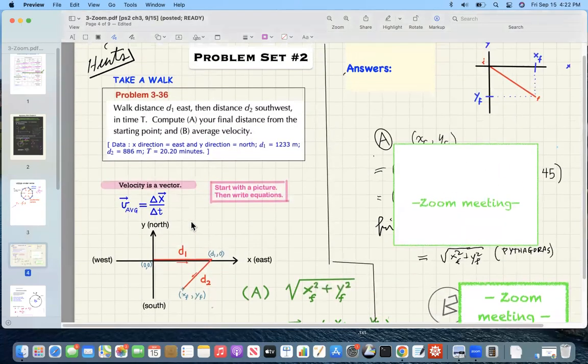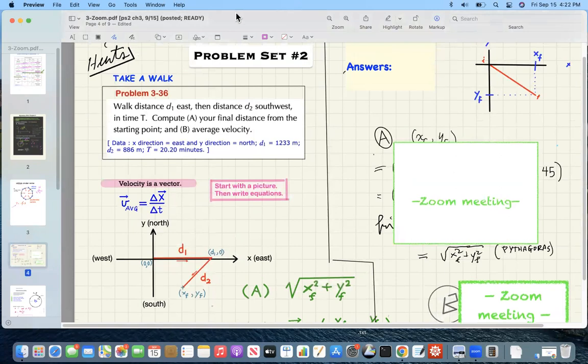All right, here's an example of a problem from the chapter. It's problem 36. This is on the homework assignment, which is due next Monday. It's illustrating vectors. It's called Take a Walk. Suppose you walk some distance d1 towards the east, and then a distance d2 in the direction of southwest in a time t. Then what's your final position? In other words, what's your final distance from the starting point? And what's your average velocity?